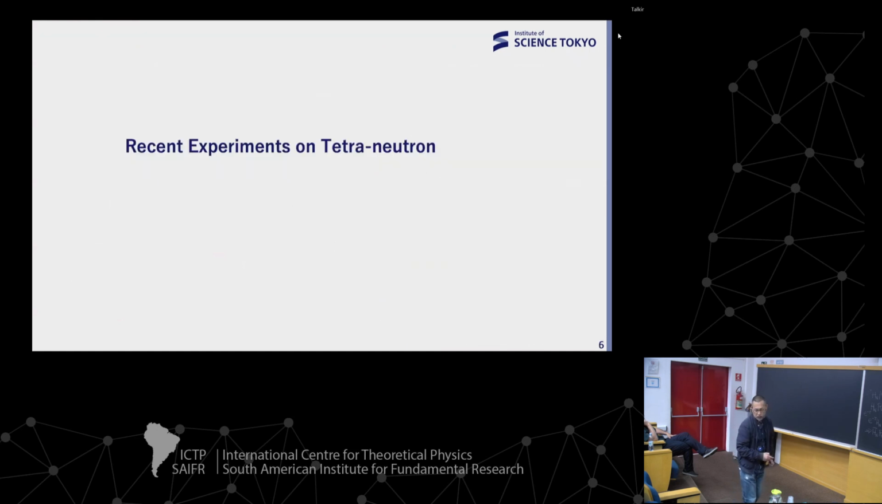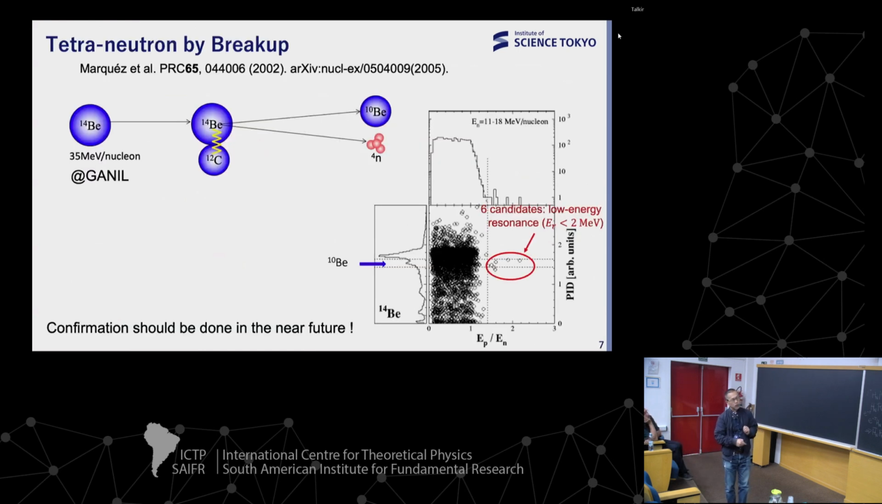Okay, so I just would like to review the recent experiments on tetraneutron. The tetraneutron experiment was triggered by this measurement by Miguel Marquez in 2002 using a beryllium-14 beam on a carbon target. What they measured is a beryllium-10 plus 4 neutrons. Okay, so this is the spectrum.